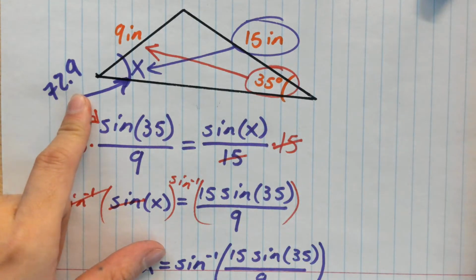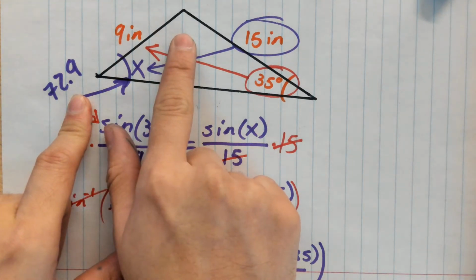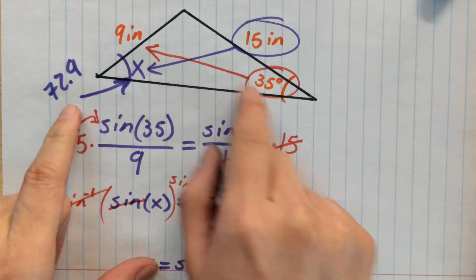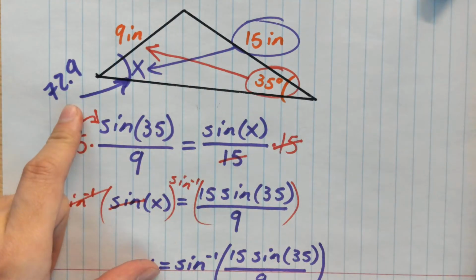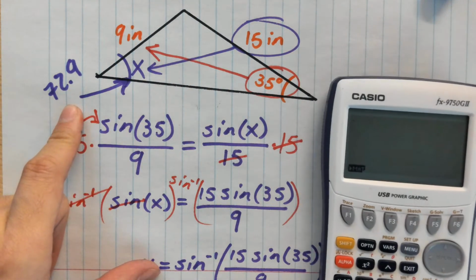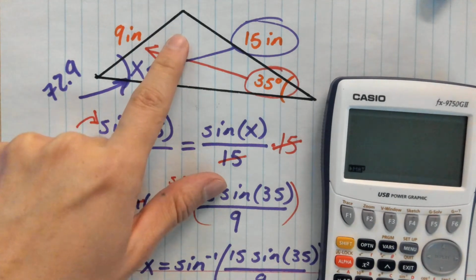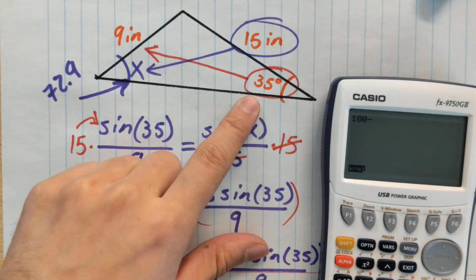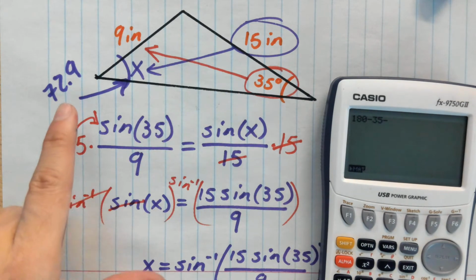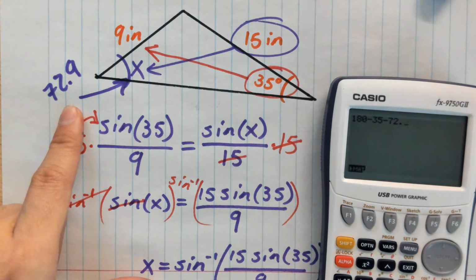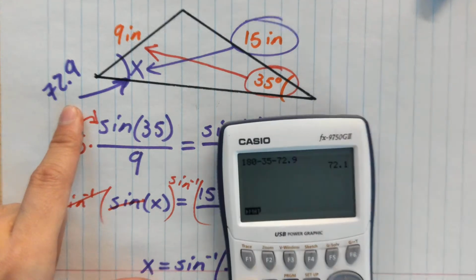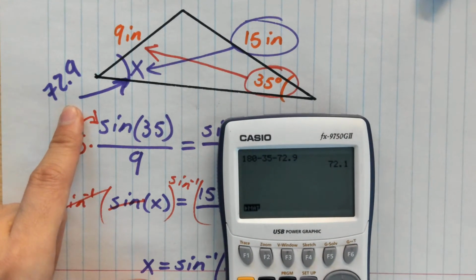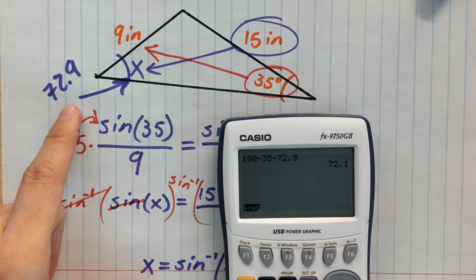We don't have to do a lot of crazy math to find the third angle, because you know all these three angles have to add up to 180. So to find this third angle, you can easily just take 180 and subtract 35 and subtract 72.9. So the third angle should be 72.1.